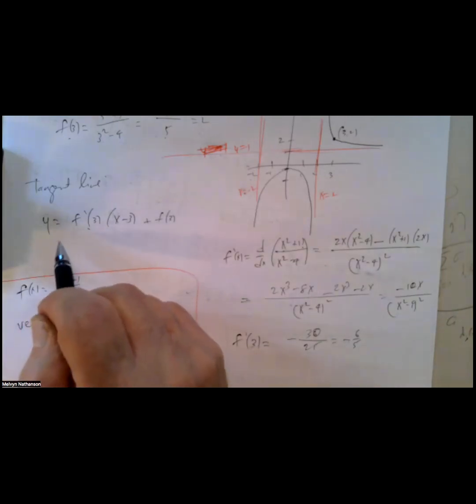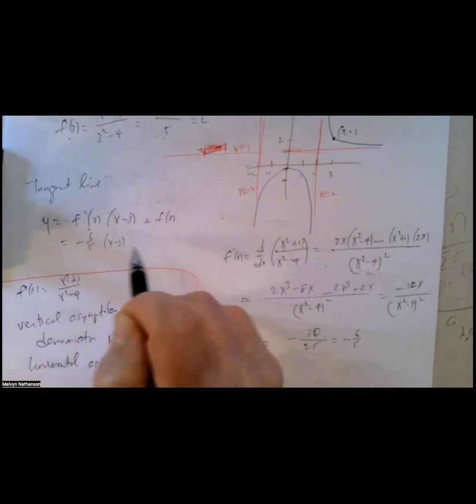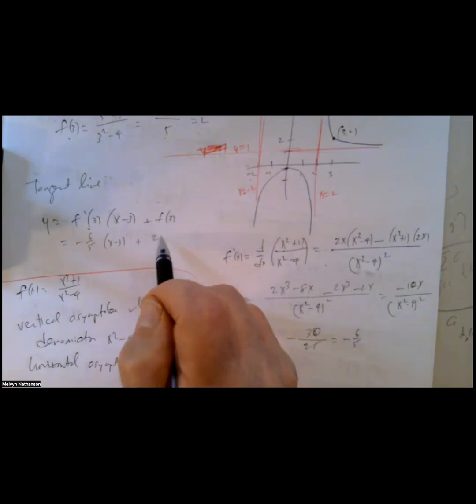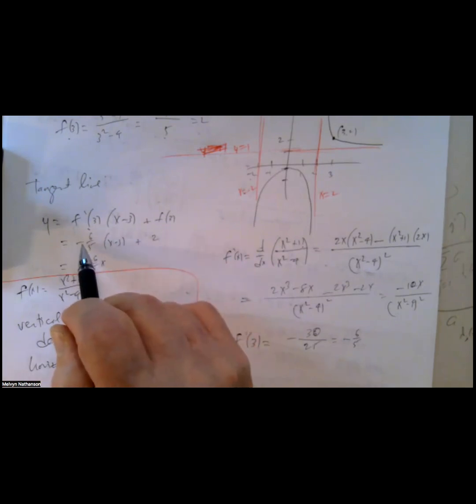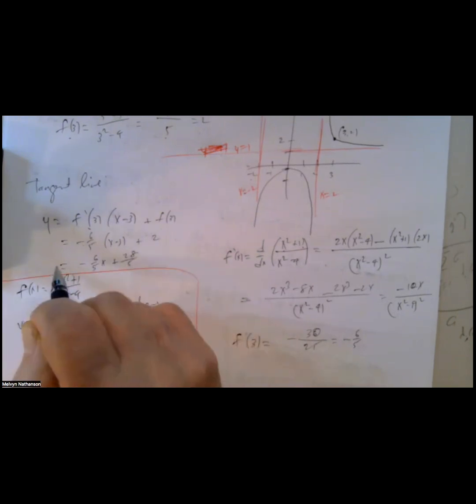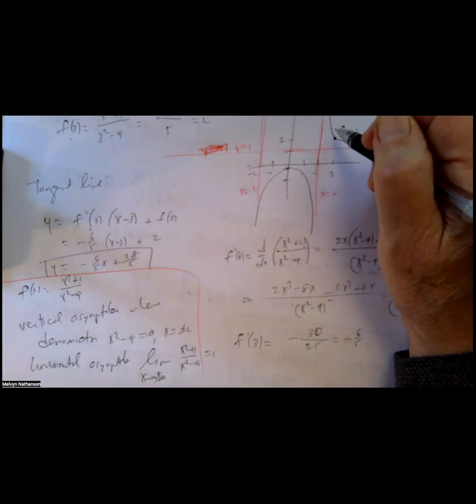So here is the equation of the tangent line. y equals the derivative, minus 6/5, times x minus 3, plus the value of the function at 3, which is 2. So this is minus 6/5 x, minus 6/5 times minus 3 is plus 18 over 5, plus 2. So 18 over 5 plus 2 is 18 plus 10 over 5, which is 28 over 5. So that's the tangent line.